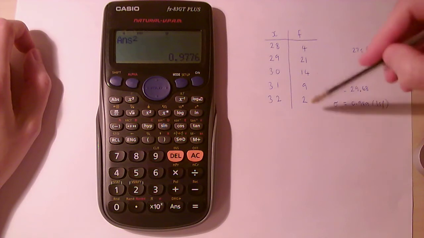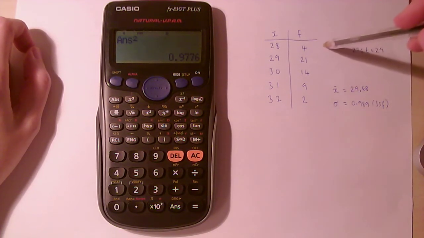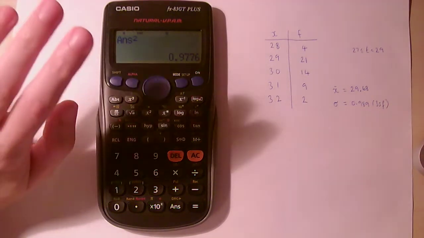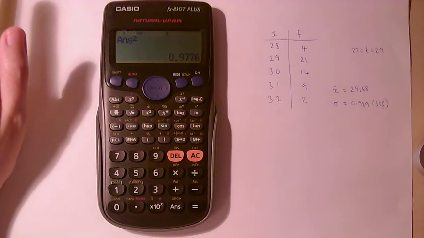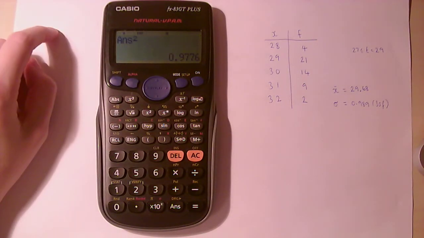So we can use this to check our answers. I wouldn't use this as a primary method because you might make a mistake and not get any method marks. If these values were wrong, you would just get 0 marks completely. You'd get no credit whatsoever. So it's a really good way to check that you've done it right.